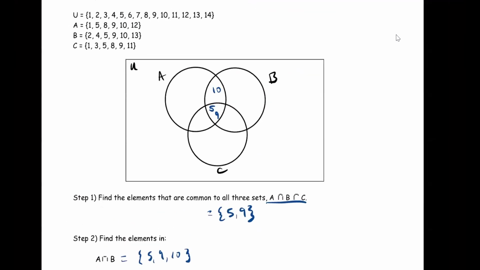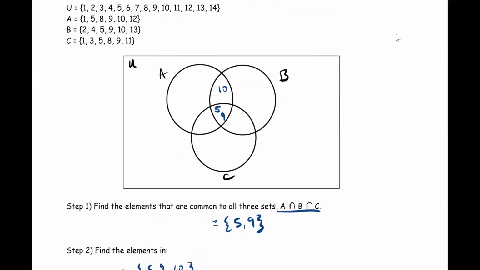All right, now let's focus on just A and C. What do A and C have in common? You said 8, 1. We already got the 5 and the 9. 8 and 9. Well, we already have the 9 too, so just 1 and 8. Yeah, just 1 and 8. Okay, so that's going to go here, 1 and 8, because we already have the 5 and the 9.